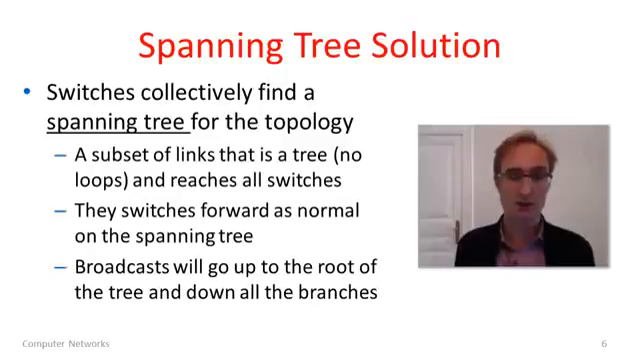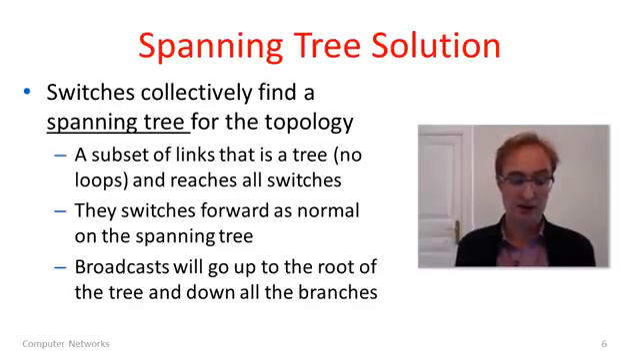The solution that we'll come up with to prevent this problem, and we would really like to nip this problem in the bud because you can see that one packet can cause devastation here with the loop. The solution we'll use is for switches to collectively find and agree on something called a spanning tree. A spanning tree of the topology.